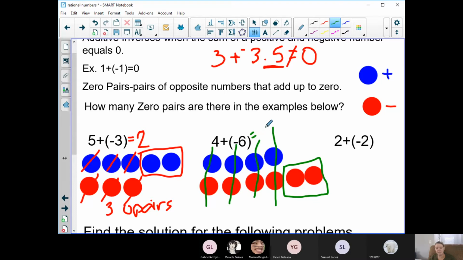Monica, why is it -2? Okay, because the red ones are negative. What do you notice about these 2 problems? On this one, we ended up with a +2. This one, we ended up with a -2. What do you notice about those 2 problems?